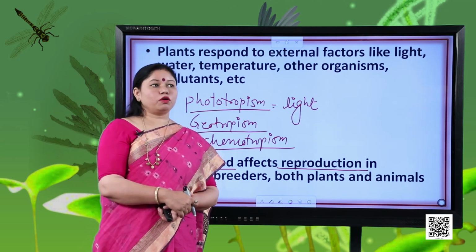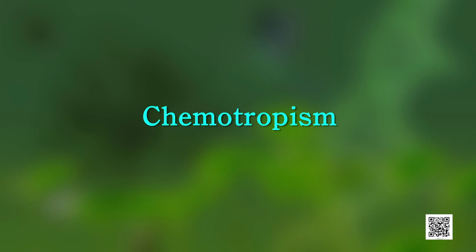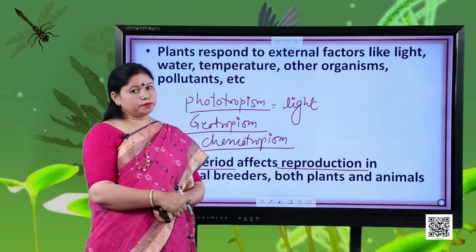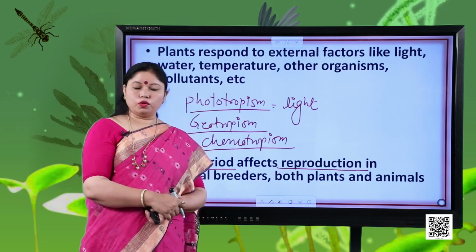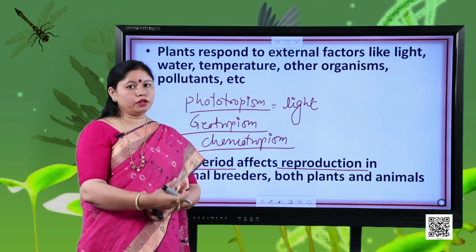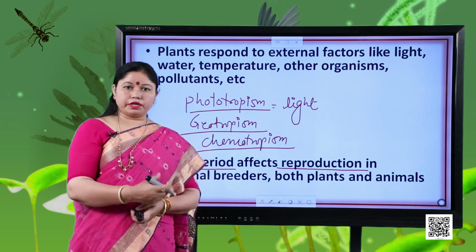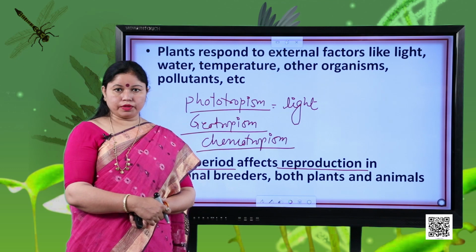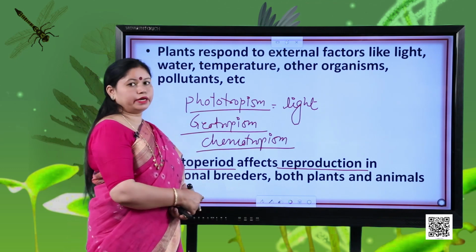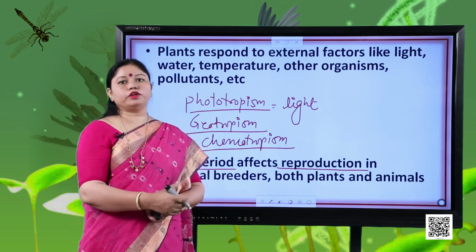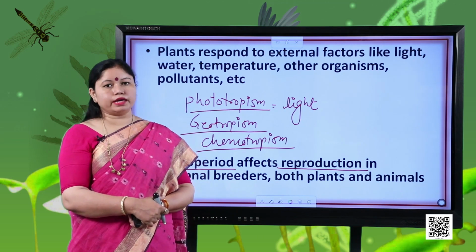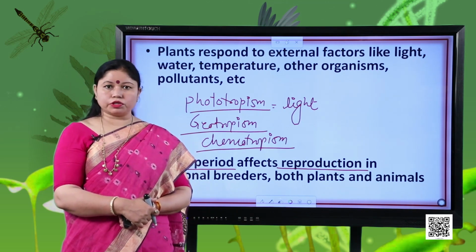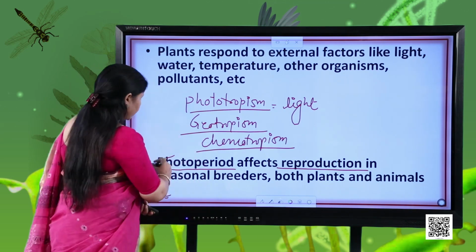Animals also breed at a particular time of the year. For example, the male cuckoo coos to attract, it's a call for a female for reproduction, for copulation. So, seasonal breeding is a natural phenomenon existing in various organisms, and it is their response towards photoperiod.